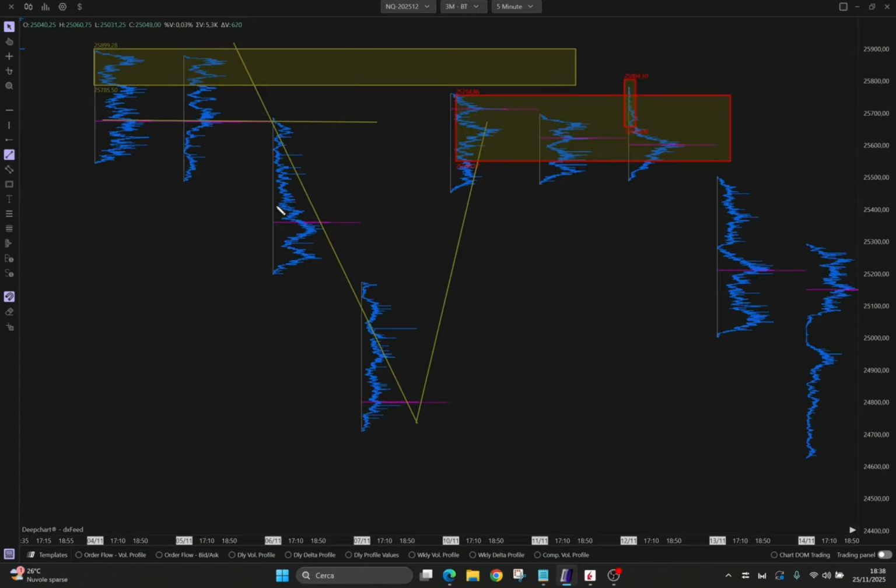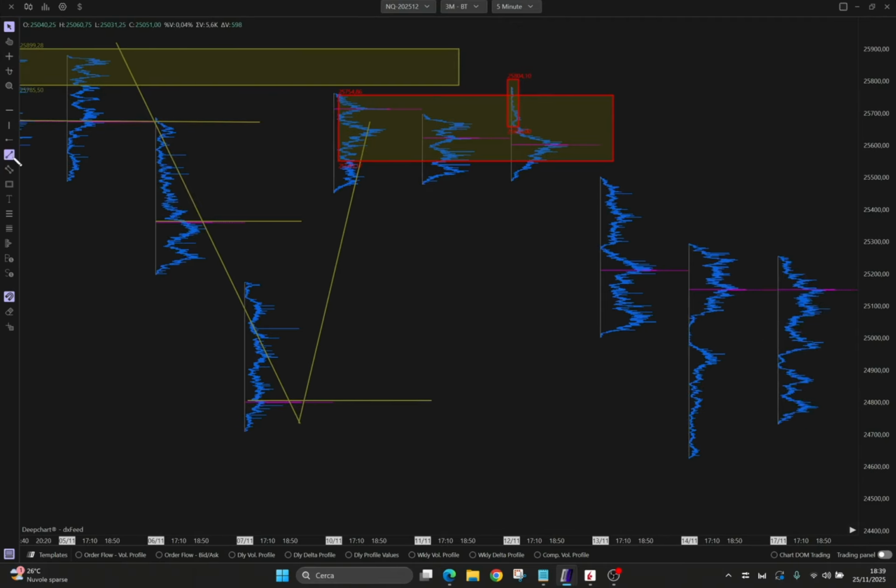Point of control. Who is controlling? The sellers are protecting, but we don't have a trend. Sellers in control. Perfect. Switch, retracement. But you can see this kind of information: POC, POC, POC.